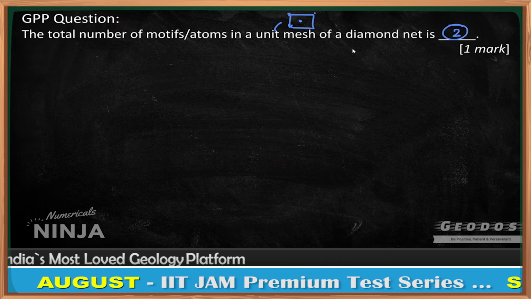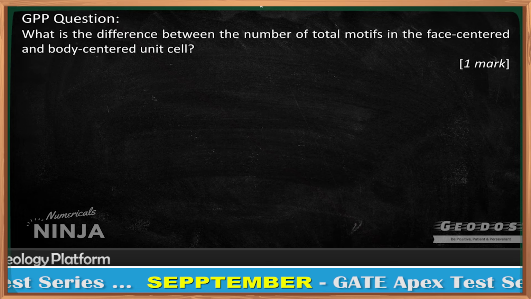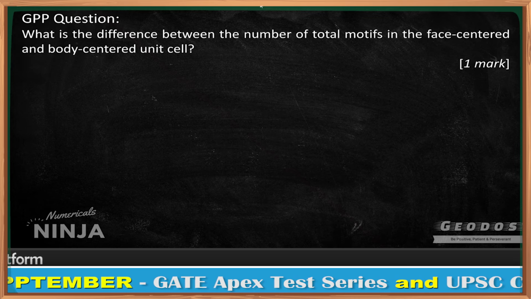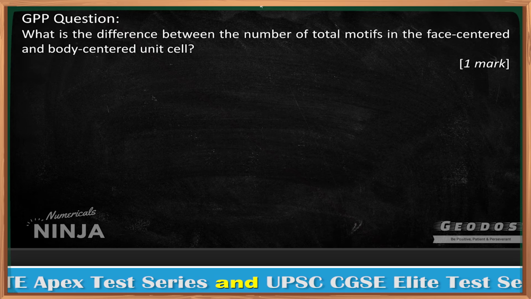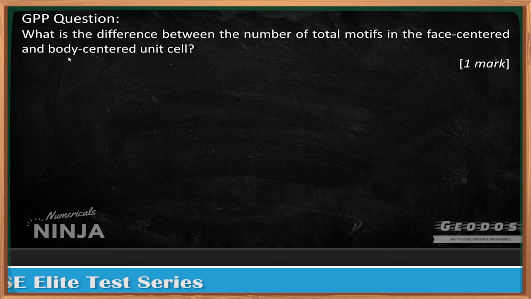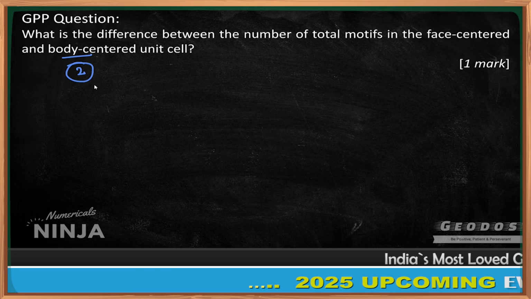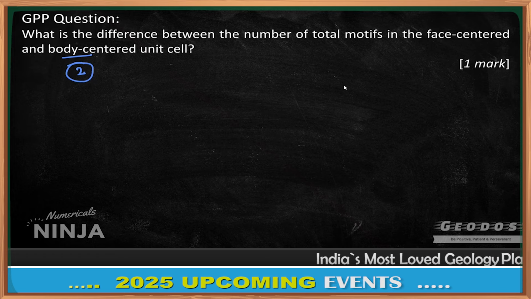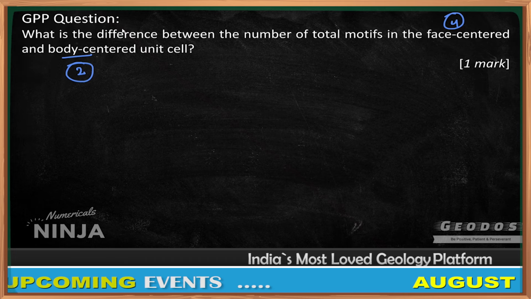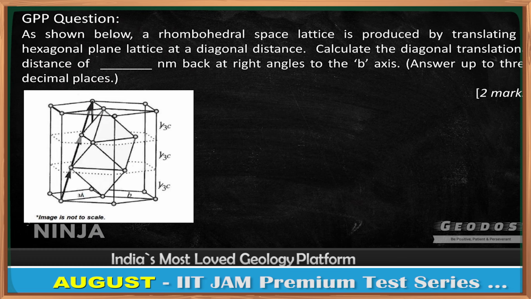One more question. Cases, what will happen? 8 into 1 by 8 and plus 1, that will be okay. This one is an easy one, just only the basic data. There will be no analytical skills required to do this one. The difference between the number of total motifs in the case of the face centered and body centered unit cell, it is not unit mesh. Okay, तो unit cell केसेस में, body centered केसेस में क्या होगा? Just think about it. It is 2. फेस सेंटर्ड केसेस में कितना होता है? That will be the maximum number, that is your 4. Then what will be the difference? That will be 2.